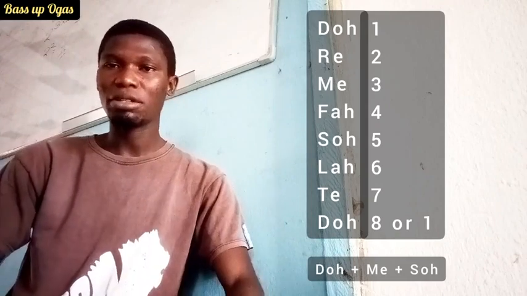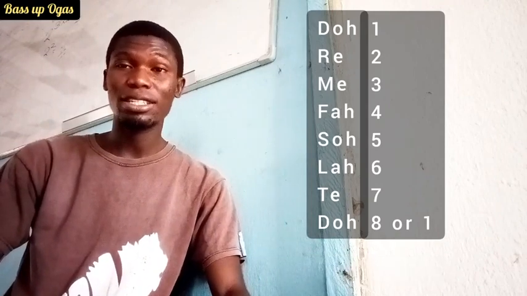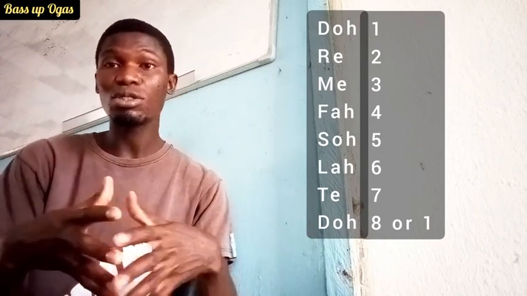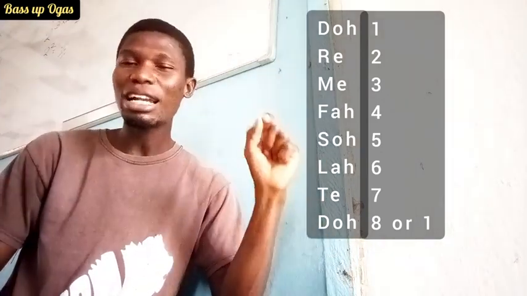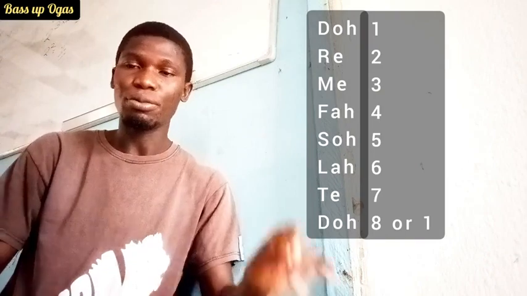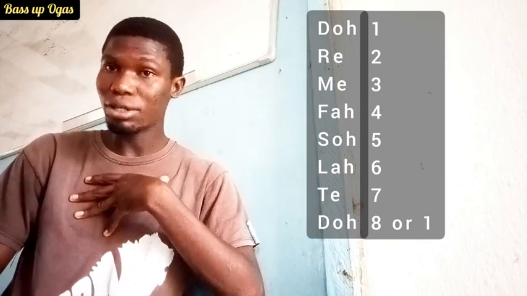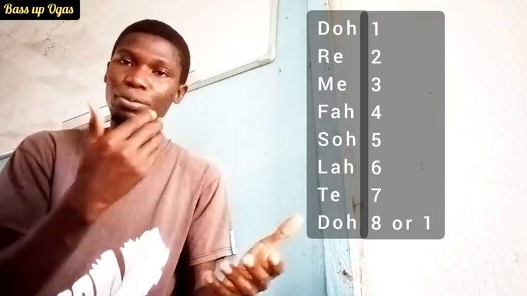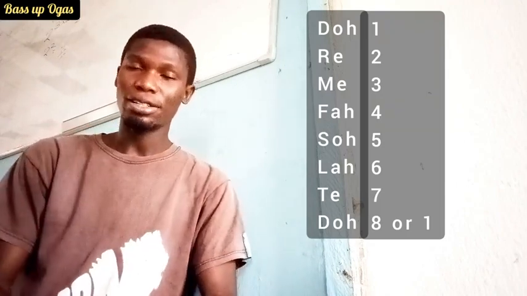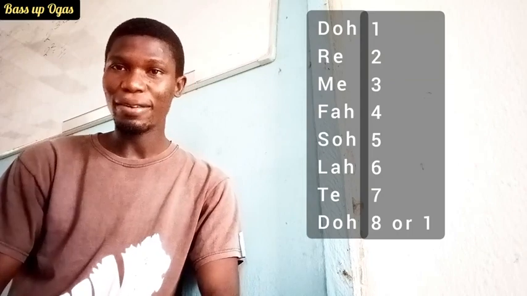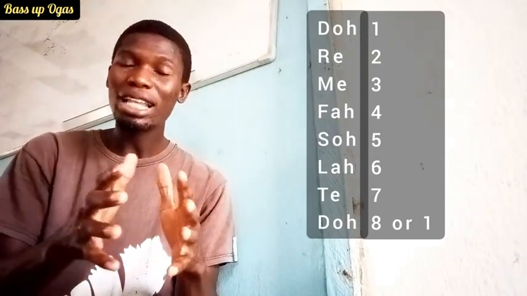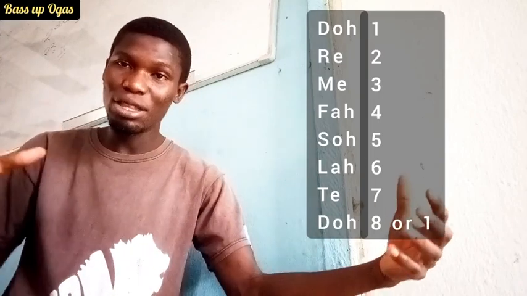Let's take another example. Let's say ti. What would be your ti chord? That's the seventh note in the major scale. How do you get the ti chord? Simple. The note itself is the first note in the chord, which is ti. Now I'm taking an example with ti, so ti is the first note in the ti chord.